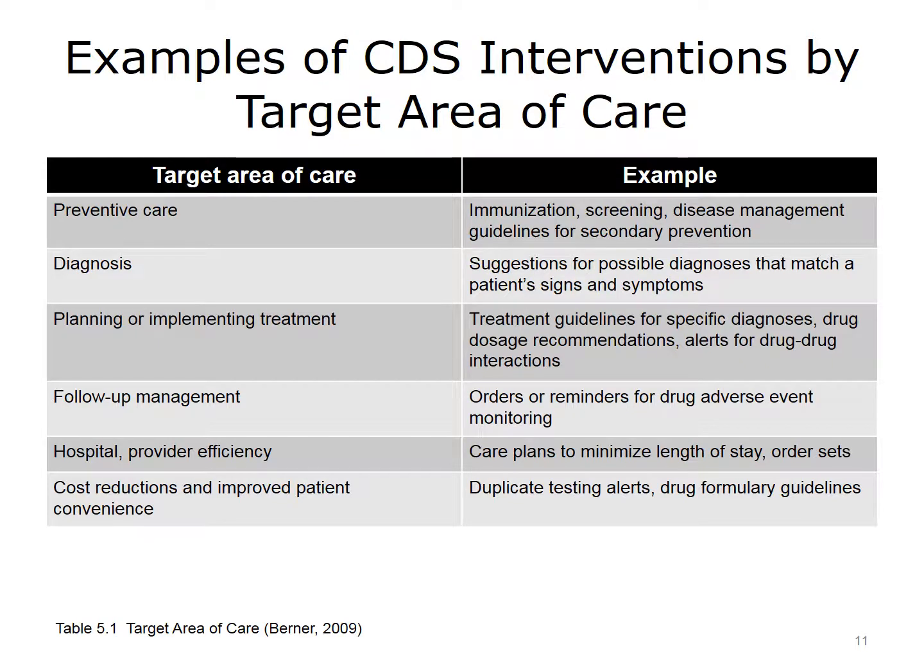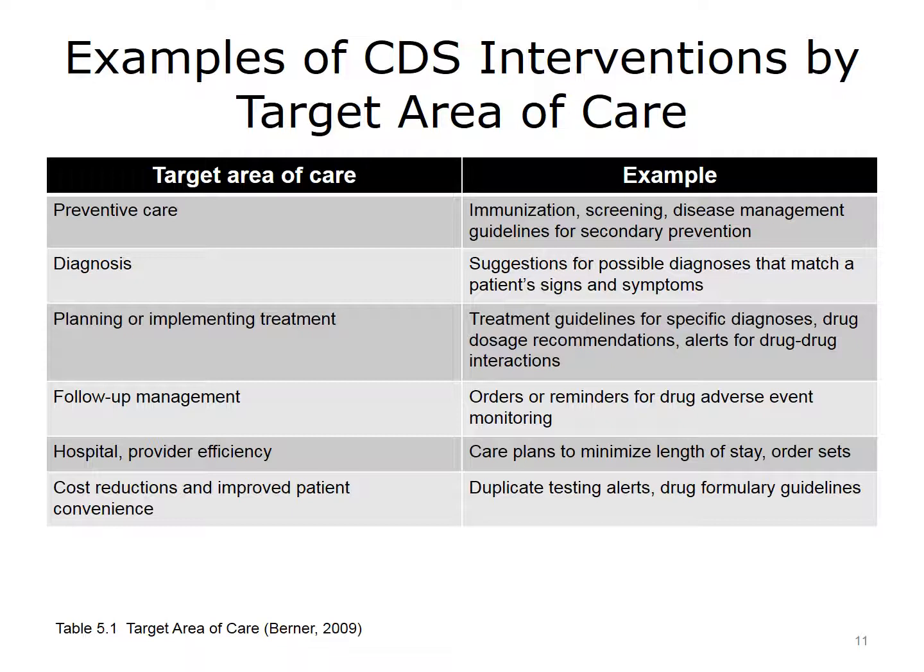Given the components of a CDSS, what are some expectations of its use? Berner provided examples shown in Table 5.1 of CDS interventions by target area of care. The first row in Table 5.1 states the target area of care as preventative care with intervention examples of immunization, screening, and disease management guidelines for secondary prevention. The second row lists diagnosis as the target area of care, where clinical decision support could provide suggestions for possible diagnoses that match a patient's signs and symptoms.